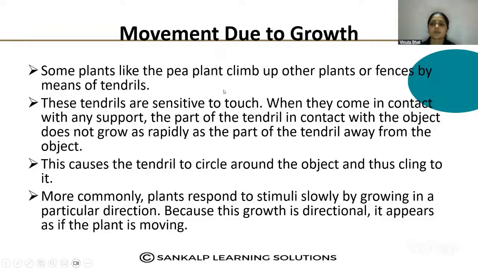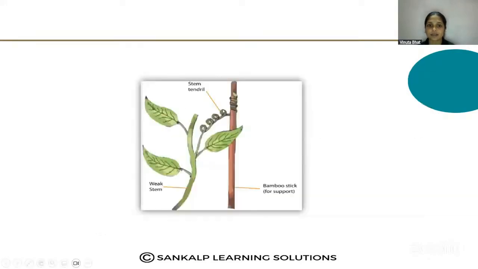Next point is about the movement due to growth. In this, the movement involves growth; due to growth, this movement takes place. Some plants like the pea plant climb up plants or fences by means of tendrils. I hope you know about some plant climbers. They use tendrils to climb, like this. This is called stem tendrils.